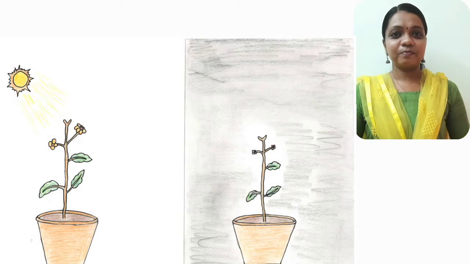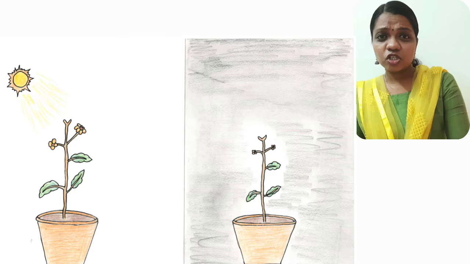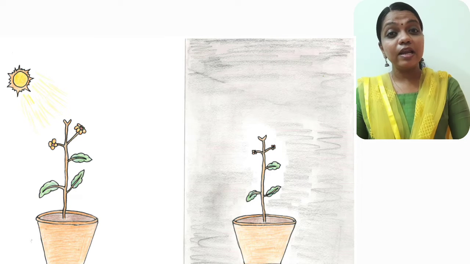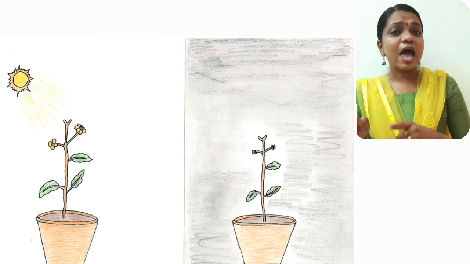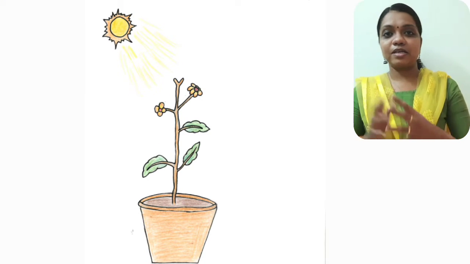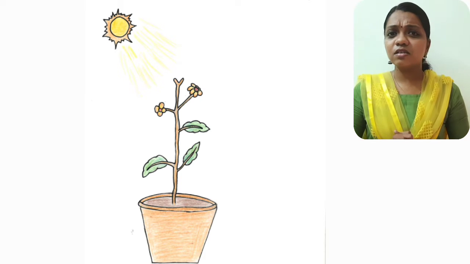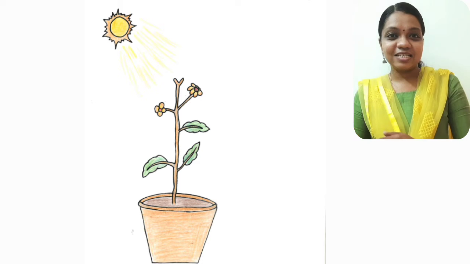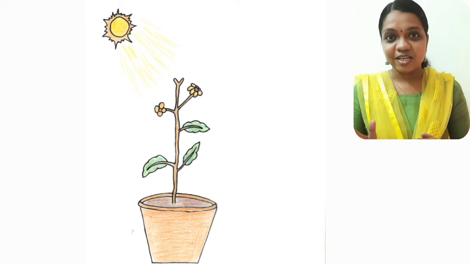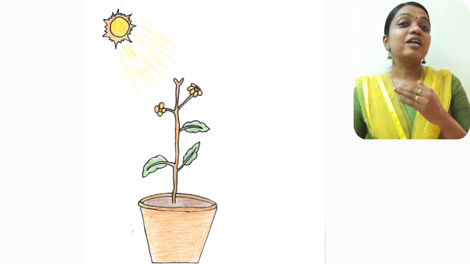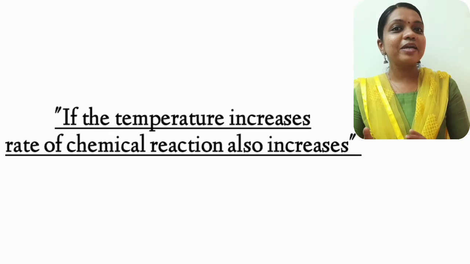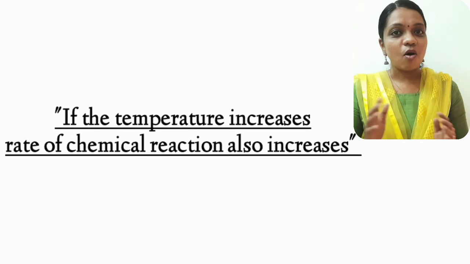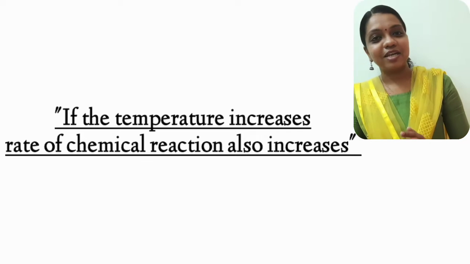Look at these plants. Here, one plant is in the shade and the other plant is in a well-lit place. In which plant will photosynthesis happen more? Naturally, the plant which is in the well-lit place, isn't it? Yes. What is the reason? Because it gets more heat. That means if the temperature increases, the reaction also increases. Like this, if the temperature of a chemical reaction increases, it will also increase the rate of chemical reaction.